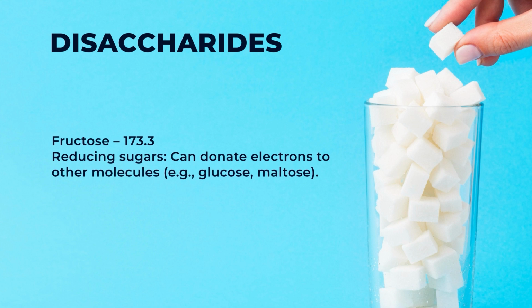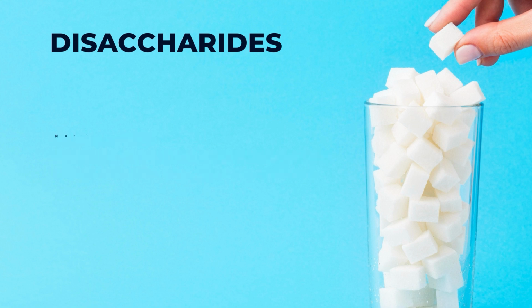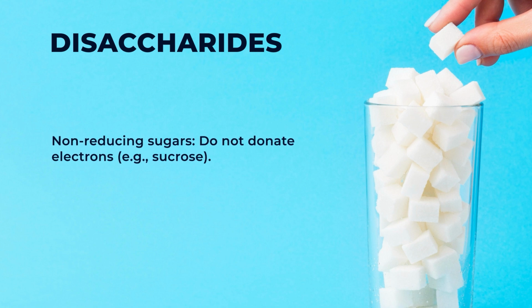Then we can also classify the disaccharides into reducing sugars and non-reducing sugars. Reducing sugars can donate electrons to other molecules, or their aldehydes and ketones have a freedom to react with others, and non-reducing sugars do not share the electrons, like sucrose.